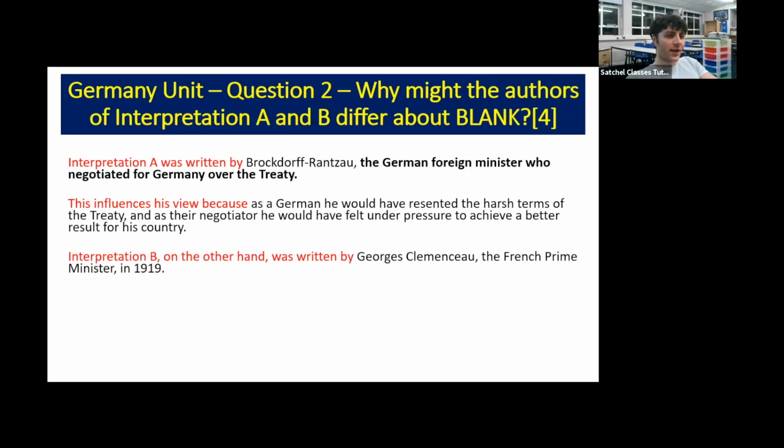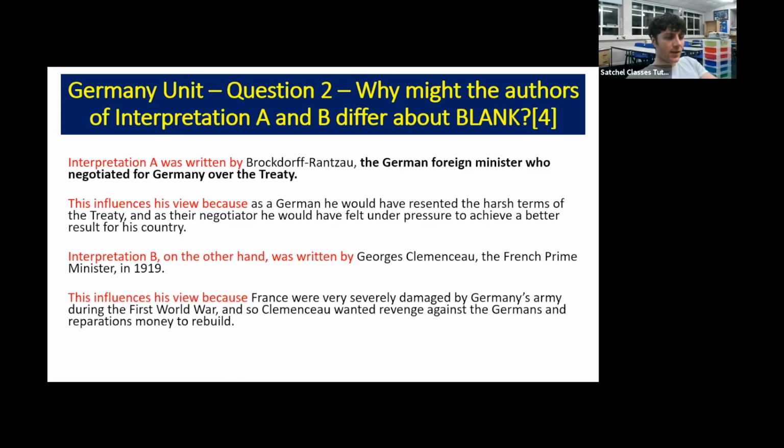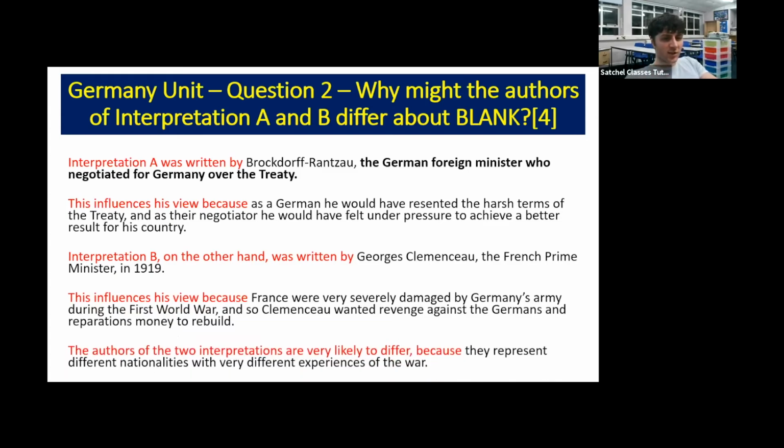Interpretation B, on the other hand, was written by Georges Clemenceau, the French Prime Minister in 1919. 3 marks. This influences his view because France were very severely damaged by Germany's army during the First World War, and so Clemenceau wanted revenge against the Germans and reparations money to rebuild. 4 out of 4. But we are going to include our summary sentence just in case. The authors of the two interpretations are very likely to differ because they represent different nationalities with very different experiences of the war.